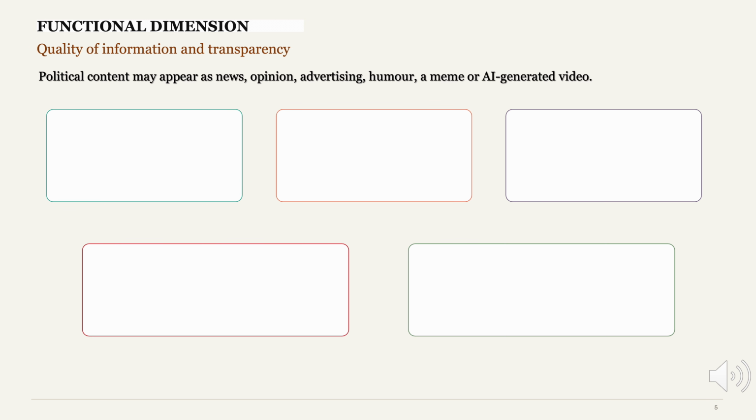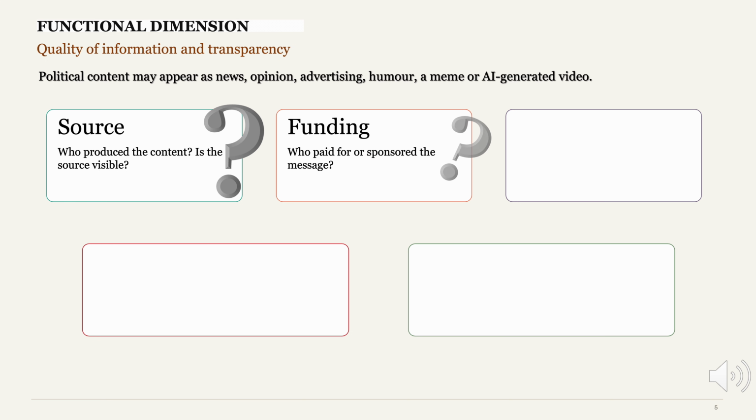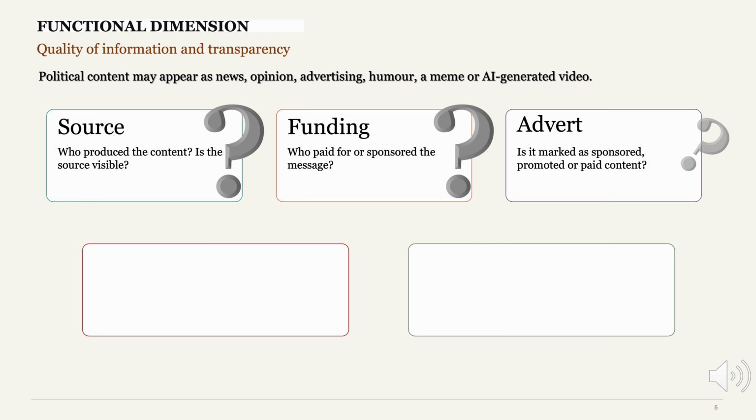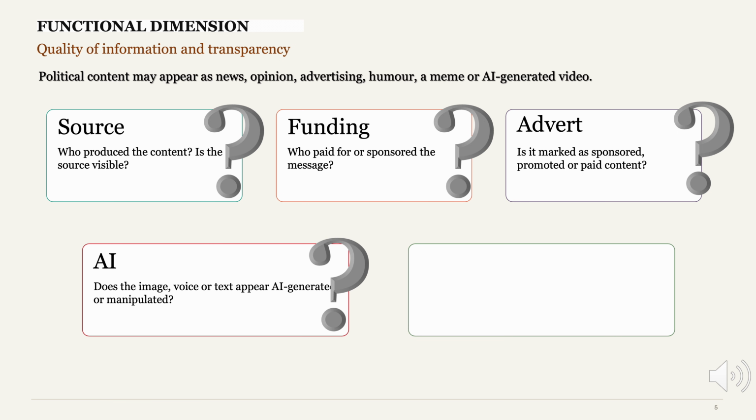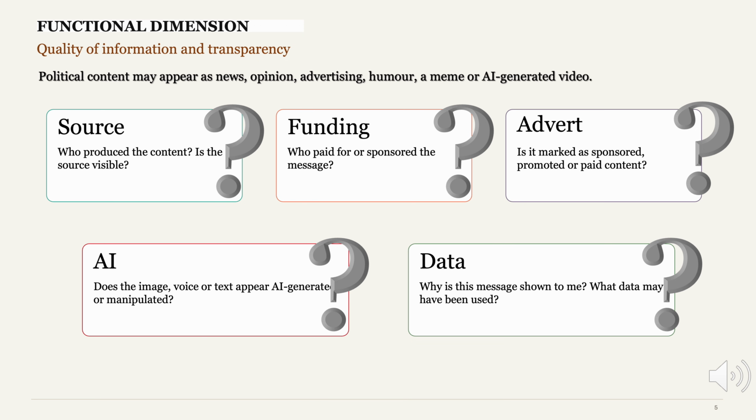Online political messages can be persuasive because they often look familiar: a news item, joke, meme, short video, or sponsored post. But before accepting or sharing them, users should look for the signals behind the message. The first signal is source: who is speaking? The second is funding: who is paying? The third is advertising: is the content promoted? The fourth is AI: has the content been generated or manipulated using AI software? And the fifth is data: why was this message shown to me? These questions help users move beyond the content itself and into understanding the conditions that brought the content to them.